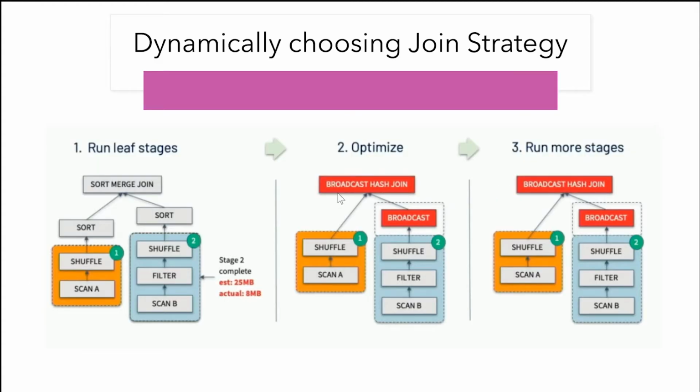So coming to dynamically choosing join strategy, I'll explain this concept with this diagram from Databricks. Let's say in this example there are two tables: table A, which is on the left side, which is stage 1, and table B, which is on the right side, which is stage 2. If you see, table A is fine. In table B, stage 2, the estimated size of this table is 25 MB. After filtering, the actual size of the table is 8 MB.